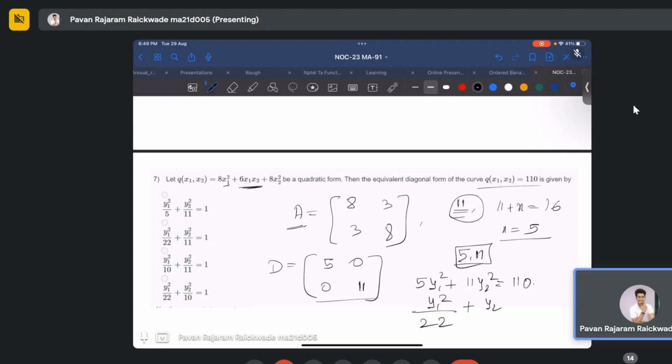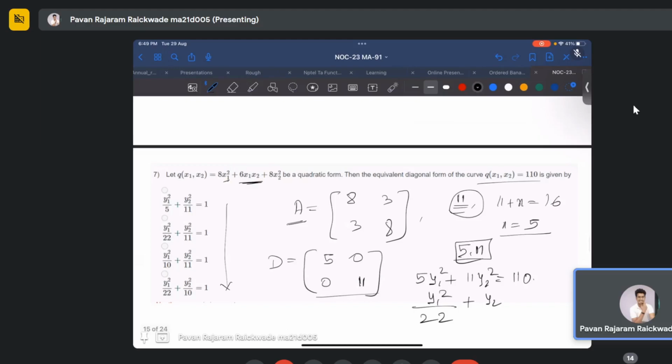Sir, why are we using y1 and y2? I don't know. In the question they have asked x1, x2, but in the options they have written y1, y2. That's why I'm writing that. But there is not much difference, and also no logic. You can write x1, x2 there. They're just variables. It is a typo in the options: they should have written x1 squared and x2 squared, but by mistake they have written yi's.